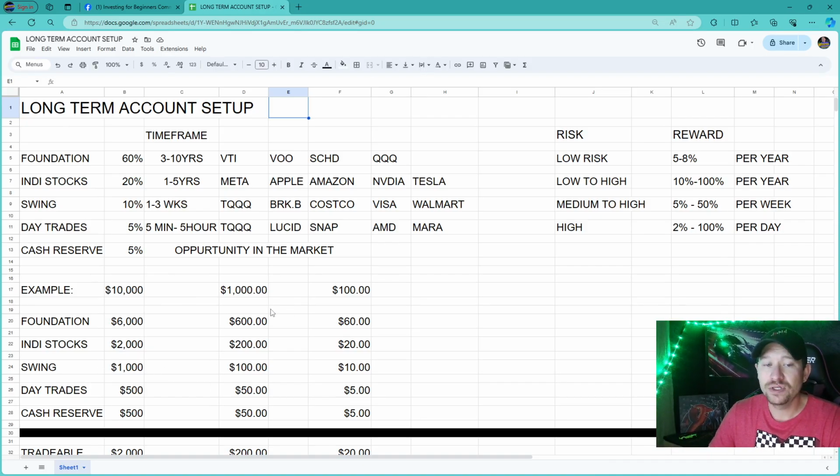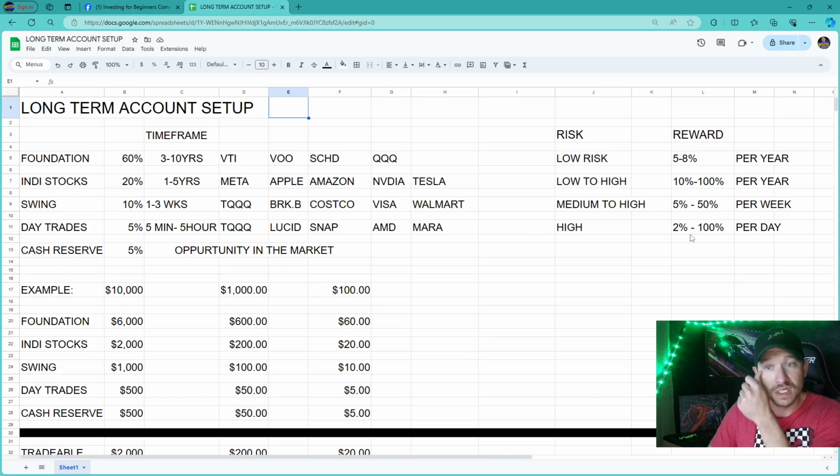On a $1,000 account, it'd be $100. And on a $100 account, you're only looking at about $10. So that's why it's better, the more money you have, the more you can put in and allocate to each one of these different categories.